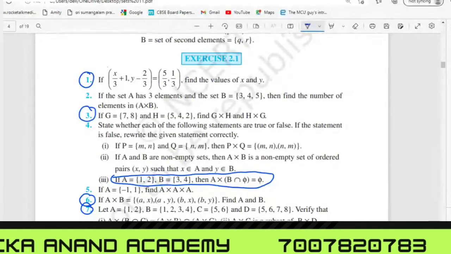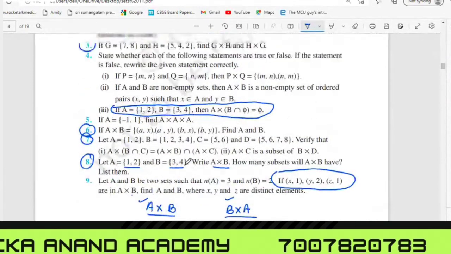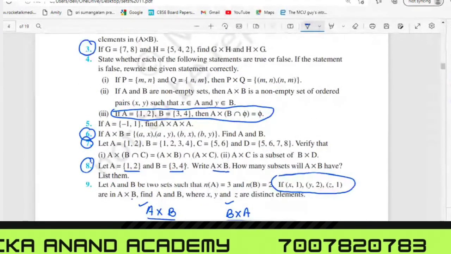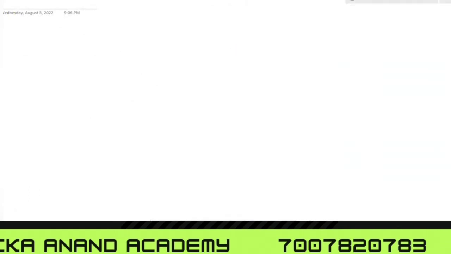Now first is done, second is done, third is done, fourth is done. Finish. Sixth, seventh, eighth is done. Now question number 5. There's a set A, minus 1 comma 1. We have to find A cross A cross A, I think.